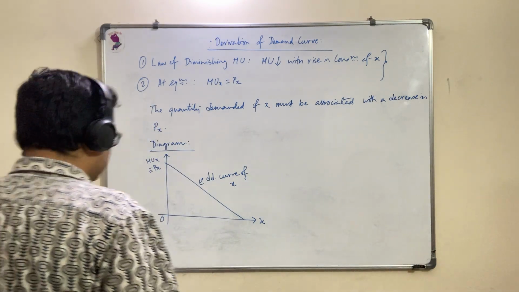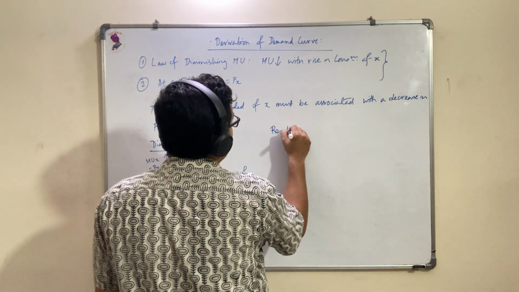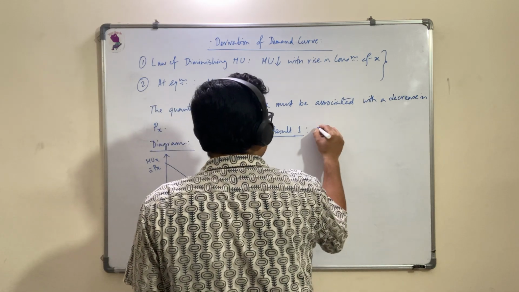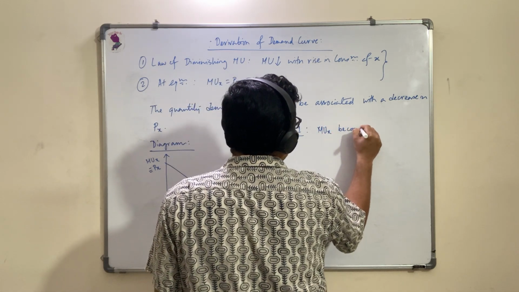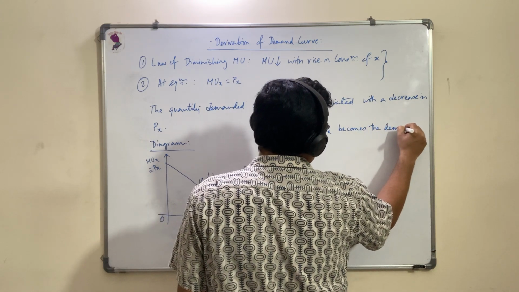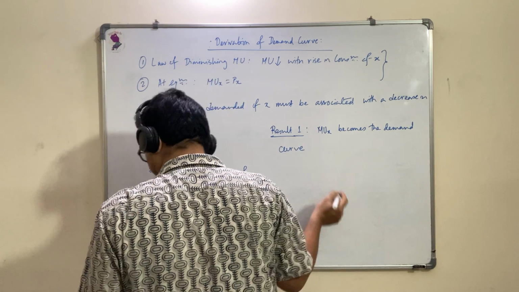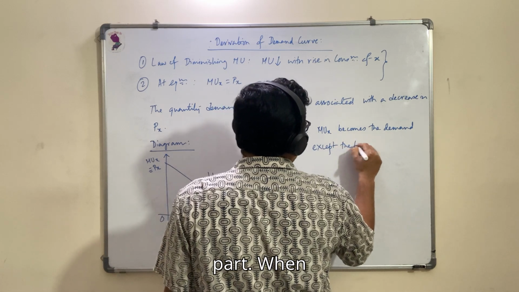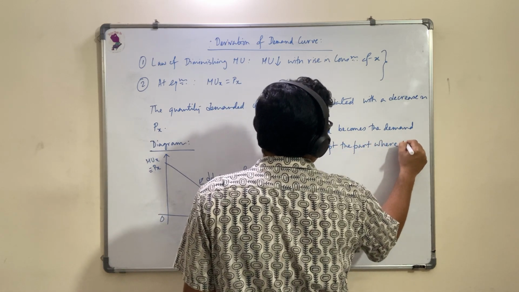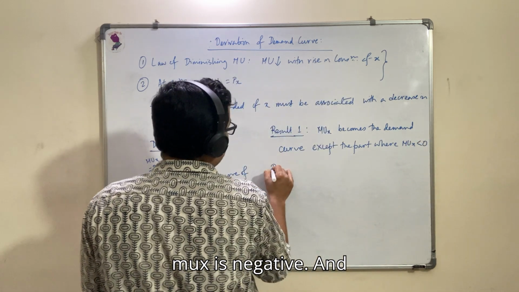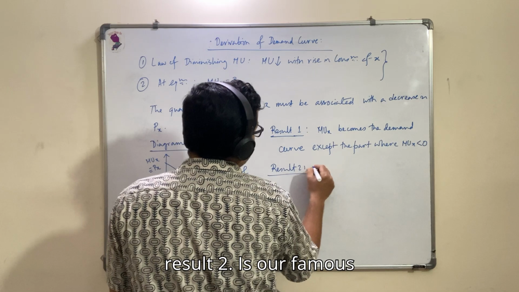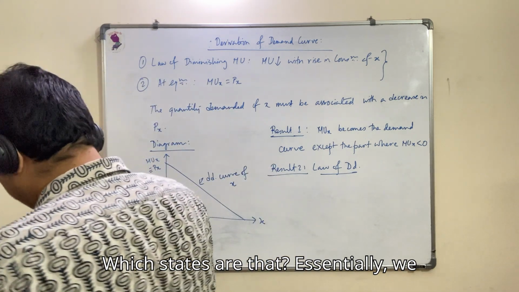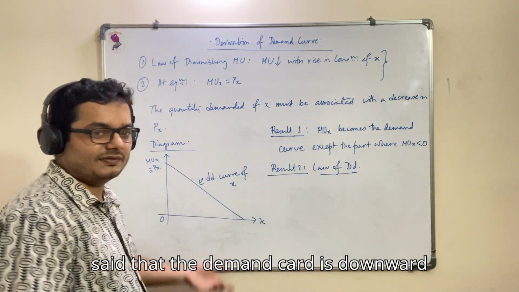So from here, we should write two results. Result number one is that MUX becomes the demand curve except the part where MUX is negative. And result 2 is our famous law of demand, which states that the demand curve is downward sloping.